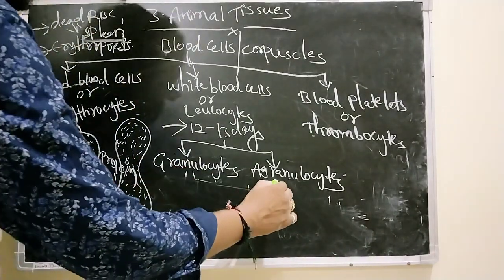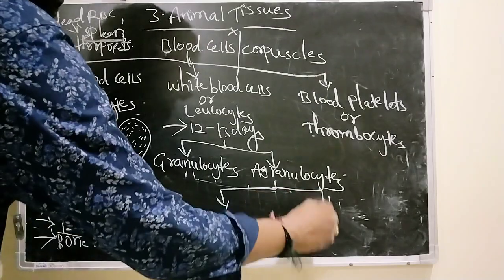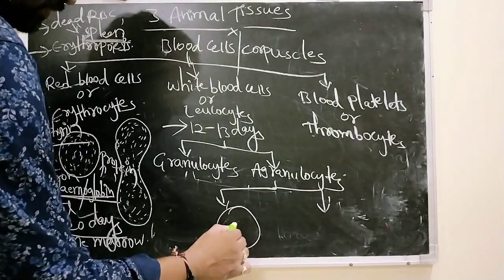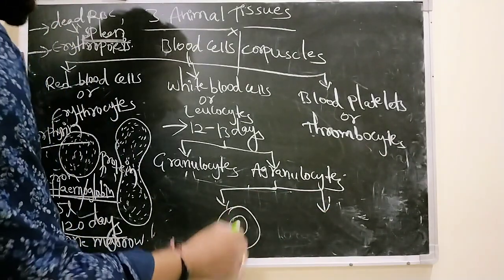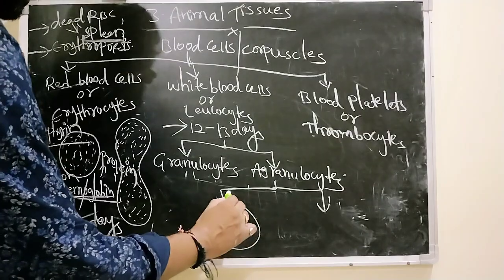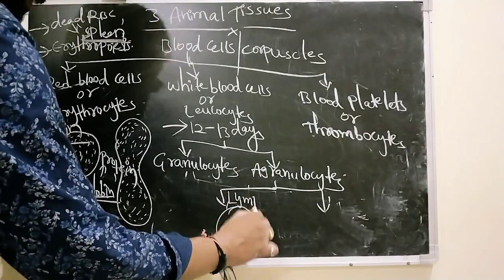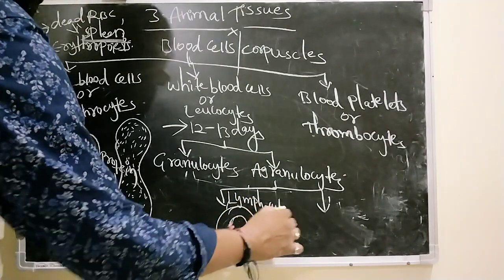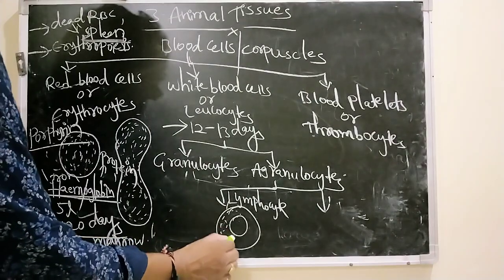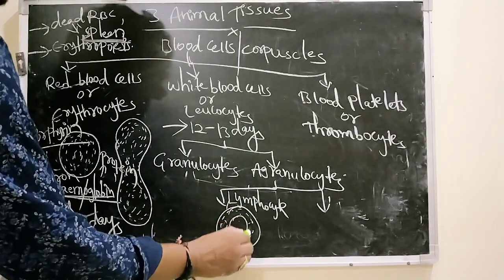Agranulocytes are of two types, and granules are absent. A round shaped nucleus is present. It is called lymphocyte. And this is the cytoplasm, and there are no granules.